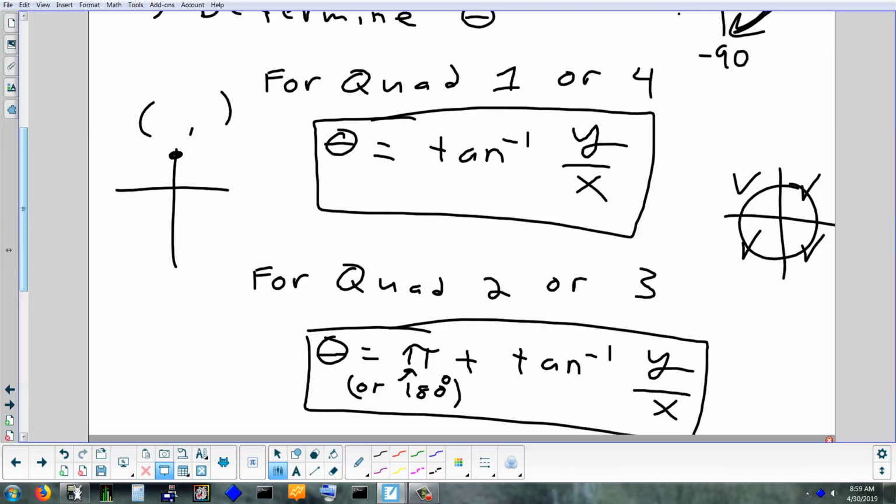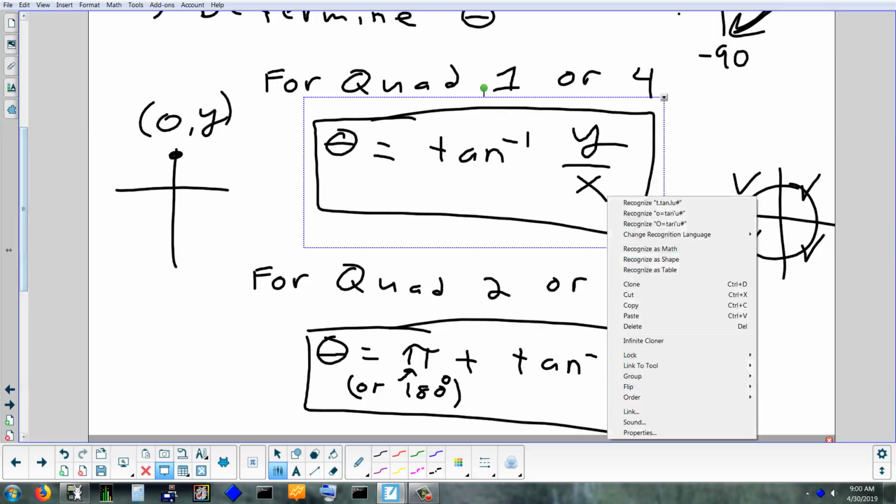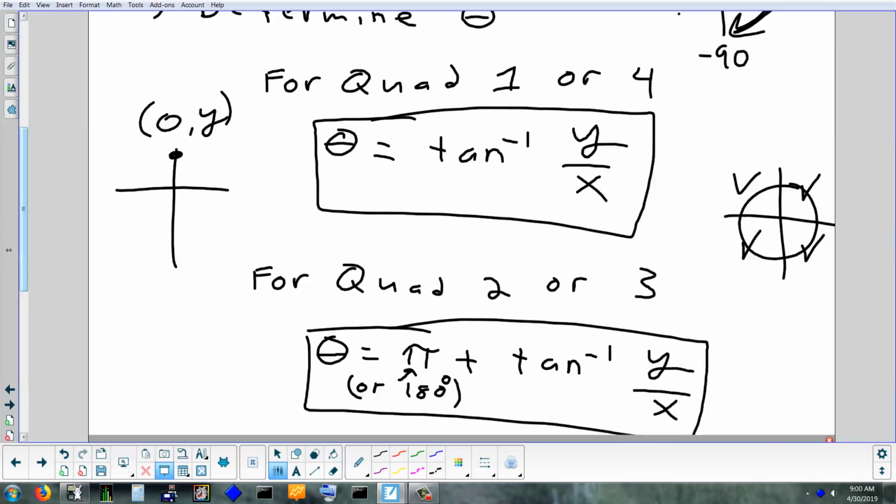What's the x value of that coordinate? 0. And the y value, I don't know. It's off a certain amount. But the important thing I want you to notice is the x value is 0. What happens if you try to use this formula and you plug in 0 for x? It's undefined. You'd be dividing by 0. You can't divide by 0 here either. So if you're on an axis, you don't use those formulas.